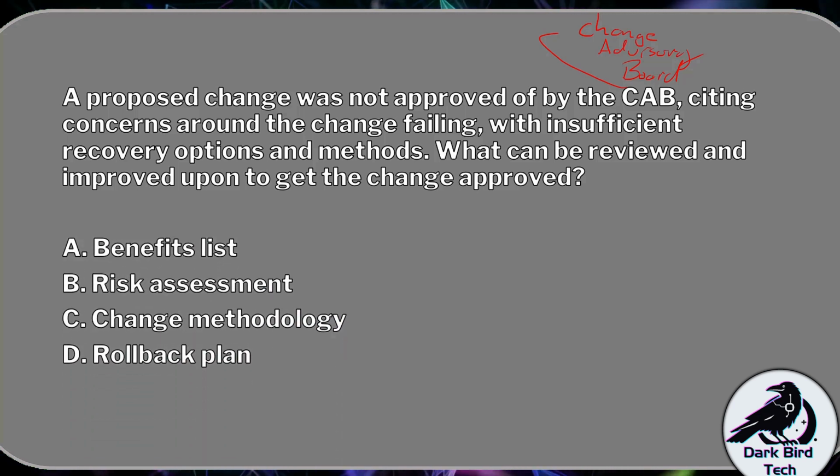So let's see. The benefits list, risk assessment, change methodology, and the rollback plan. So their main concern is recovery options and methods. That sounds like the rollback strategy or the rollback plan. The benefits list would not really have anything to do with the whole, okay, can we undo the change? So no. Risk assessment, kind of, but this is more risks of doing the change, risks of not doing the change, stuff like that.